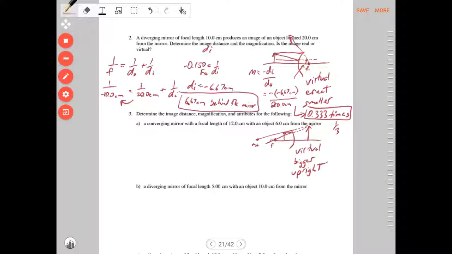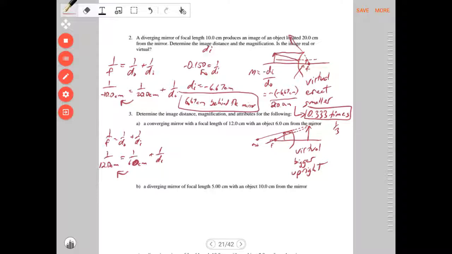Converging. So 1 over f equals 1 over do plus 1 over di. Now look, if we do this right, di should be negative. So f should be positive. The focal point is on the correct side of the mirror. So 12.0 centimeters equals 1 over 6.00 centimeters, just 6.0 centimeters plus 1 over di. So 1 over 12 minus 1 over 6. We'll bring that over, and we get a nice decimal for that.